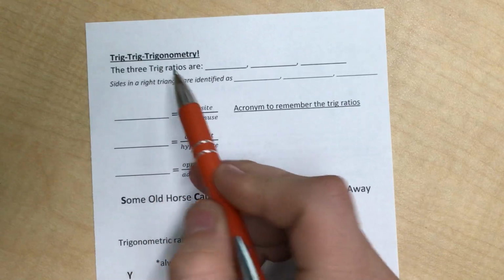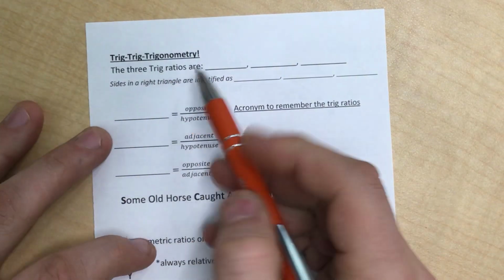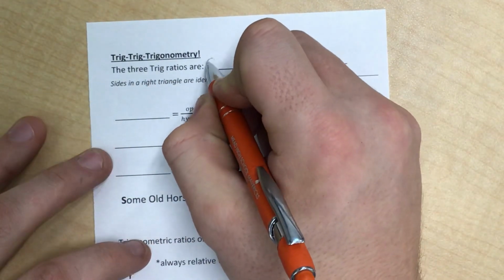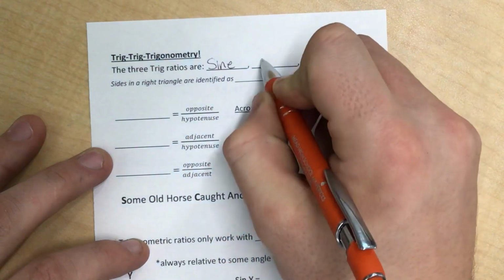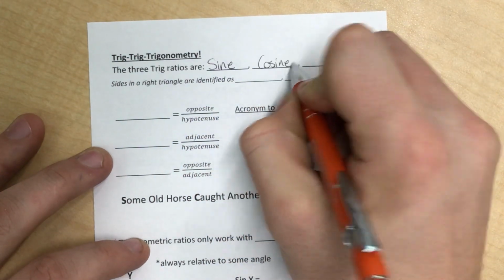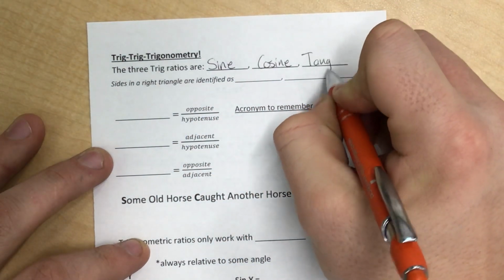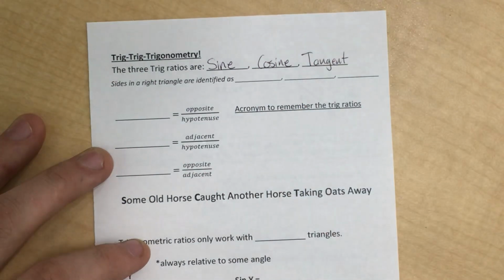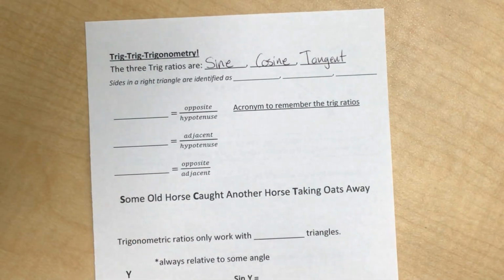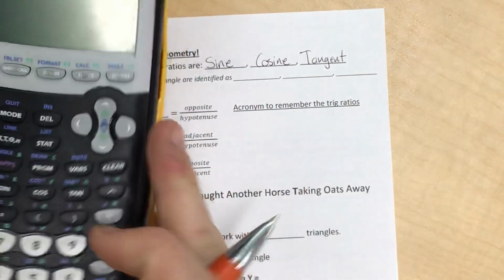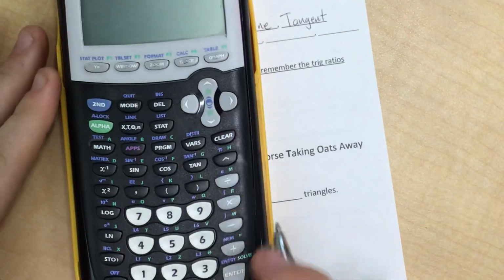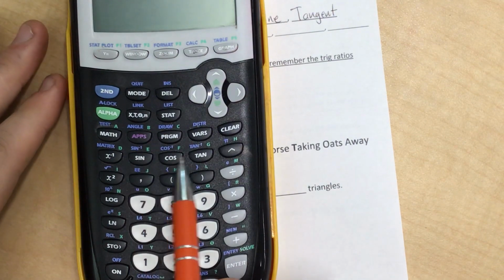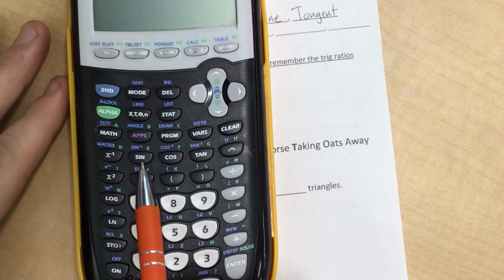But the idea, though, is that there are three trig ratios. Okay, the three trig ratios are sine, cosine, and tangent. Okay. Now, if you ever explored a calculator, or at least the scientific calculators, you'll see that they all have this SIN, COS, and TAN button, okay? And that's basically the three trig ratios.